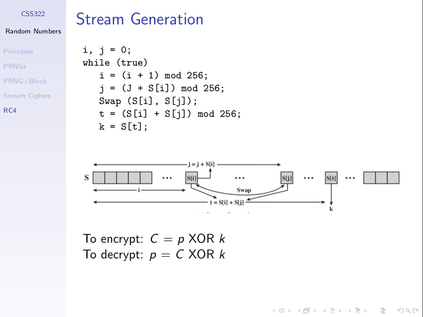And then lowercase k is S7. And S7 in our array here is the last value, which is 5. That's our first random number. That's part of our key stream, our stream of random numbers. To encrypt our plain text, we take that random number, 5, and XOR with our plain text value, 1.